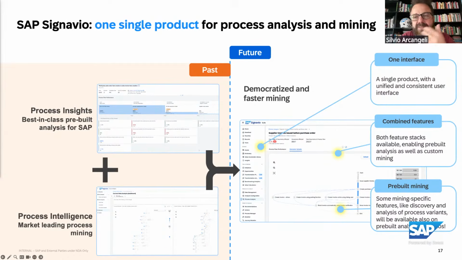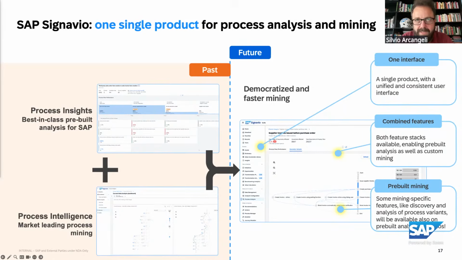Which means that if you apply the pre-built mining approach that I was explaining earlier, you are also getting some additional visualizations with some additional analytical possibilities, like also analyzing the variance with the directed flow graph around your process insights, process flow data seamlessly in the same UI.